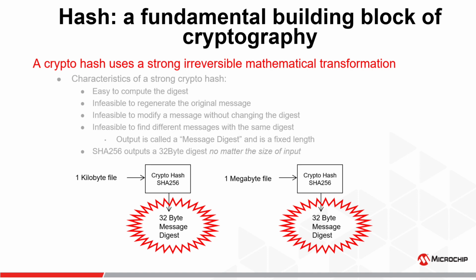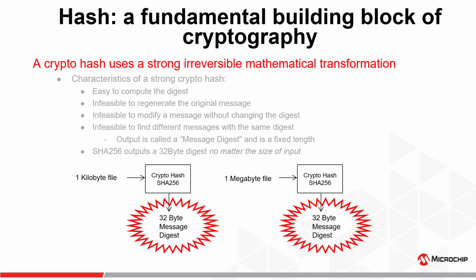Anyone who knows a CRC realizes they cannot recreate the file that the CRC was derived from. With a crypto hash, it's also infeasible to modify a message without changing the digest. This is untrue regarding a CRC. You can change the message and wind up with the same CRC. So that's a big difference between a CRC kind of hash and a security hash. It's also infeasible to find two different messages with the same digest.